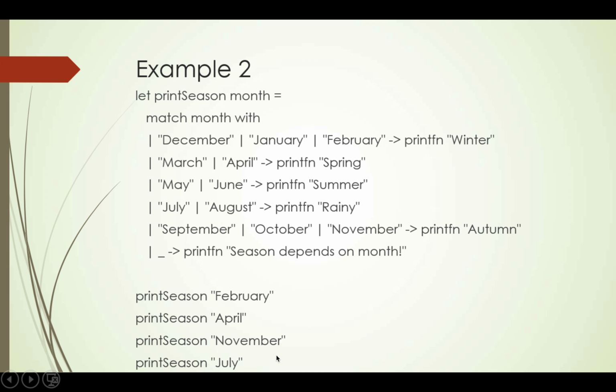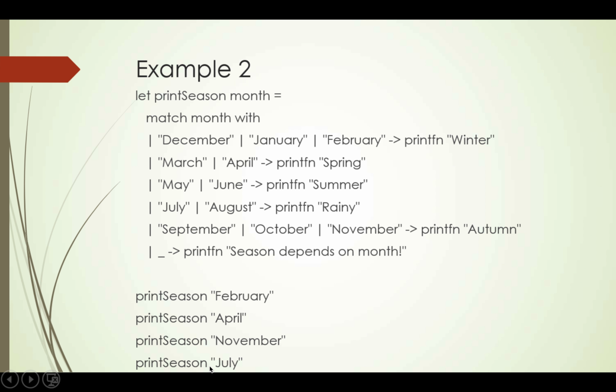And then we do the same thing for November. We come up here, we pass November through. It's not going to be any of these, it's not any of these, it's not any of these, it's not any of these, and then it goes from September or October or November. That's where we are, so it prints autumn.